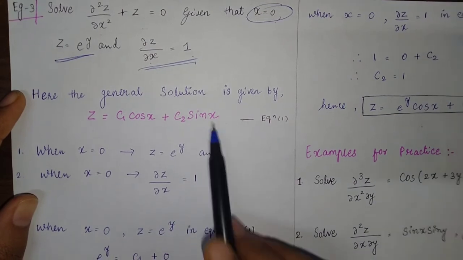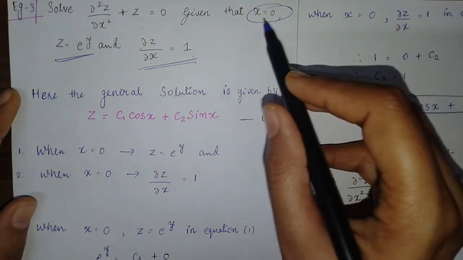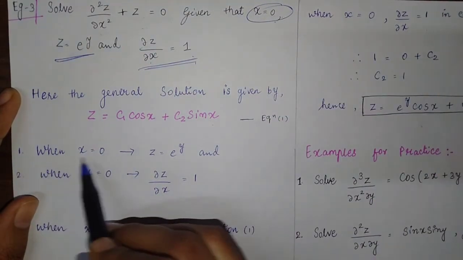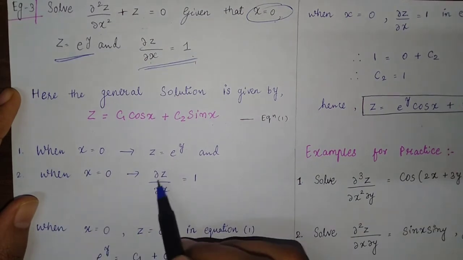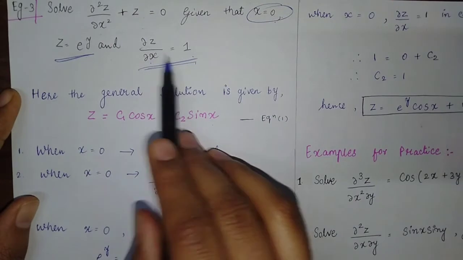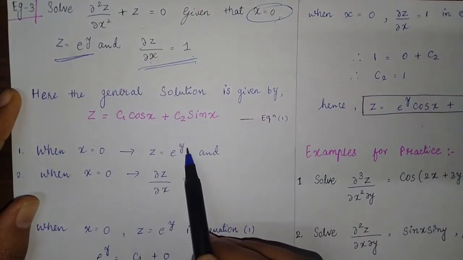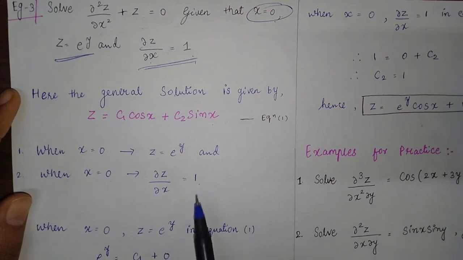Okay. So this is the formula of general solution, that is z equal to c1 cos x plus c2 sin x. Now what is given in the question is that whenever x is 0, z is e raised to y, and whenever x is 0, we have del z by del x equal to 1. So these are the two conditions.